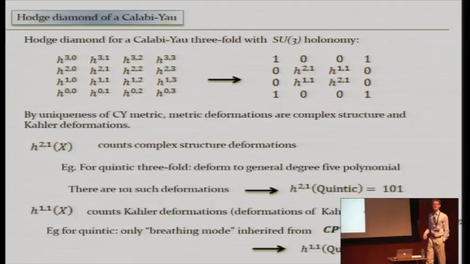Now, given the time, I wanted to say a few words about why this counts complex structure deformations, and why this counts Kähler deformations. I think I'm going to skip it. Basically, very briefly, to deform the Kähler class, you just need a cohomology class of degree 2, and the only cohomology class of degree 2 that you have is H11.